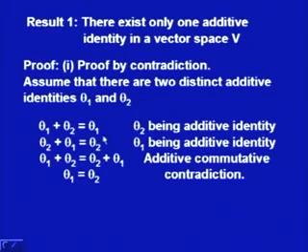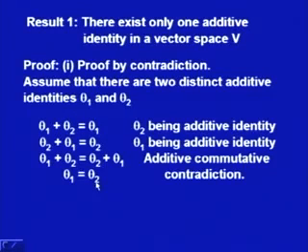And by this I mean to say theta 1 plus theta 2 is equal to theta 2 plus theta 1, and this means theta 1 is equal to theta 2. Theta 1 plus theta 2 is equal to theta 2 plus theta 1. Why? Because it is commutative. So they are equal. That means this is equal to this. Theta 1 is equal to theta 2.